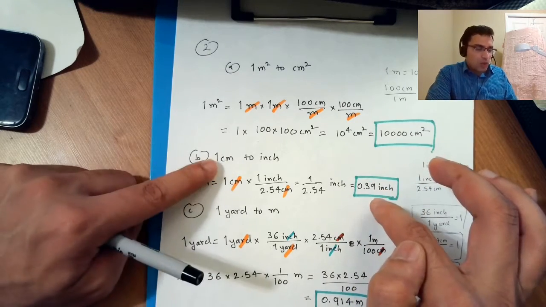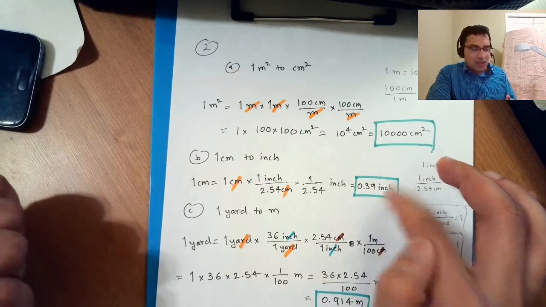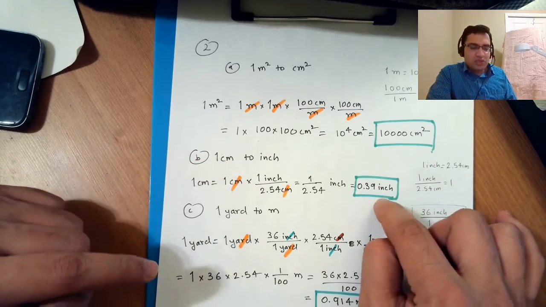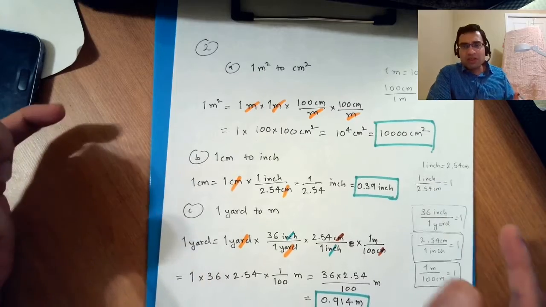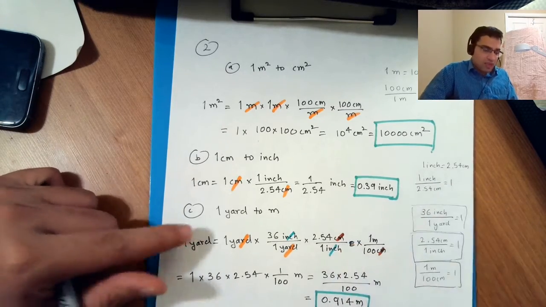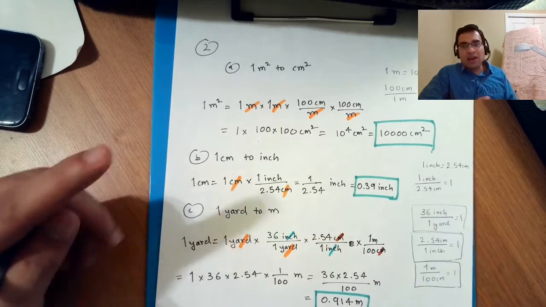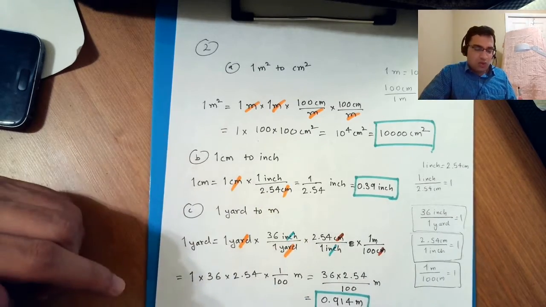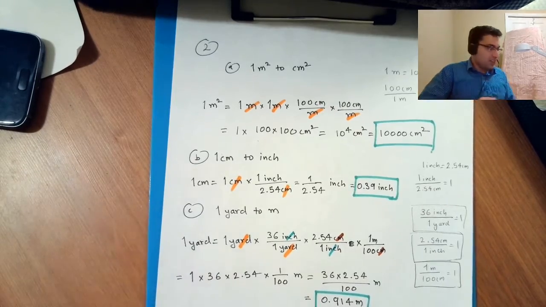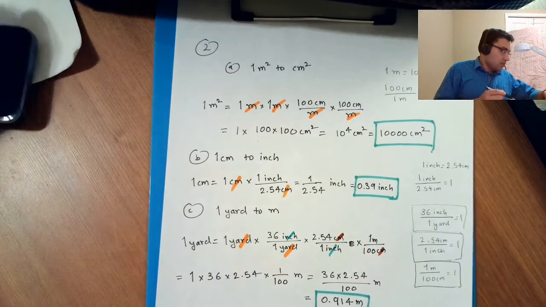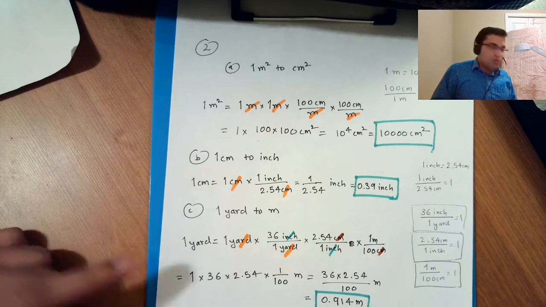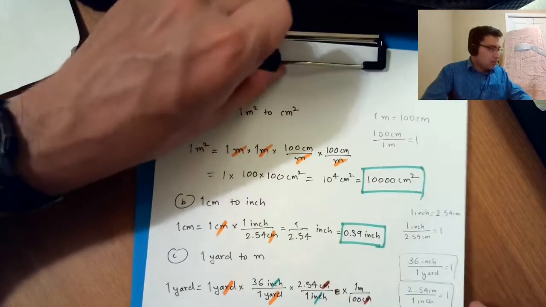How about this? 1 centimeter to an inch. A centimeter is smaller than an inch. So 1 centimeter converted to an inch should be smaller than one, right? So you get 0.39 inch. Same thing, yard to a meter. Yard happens to be smaller than a meter, so that's exactly what you get here. Okay, all right, we have two more left.